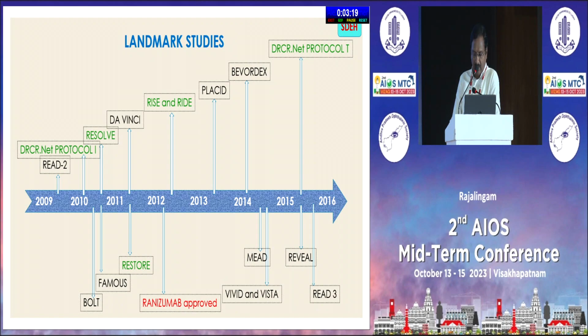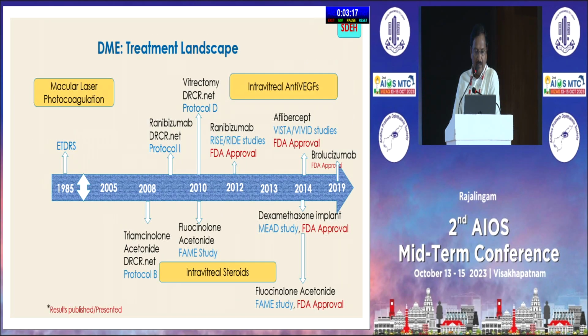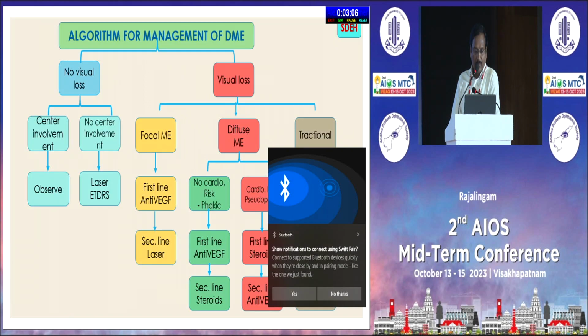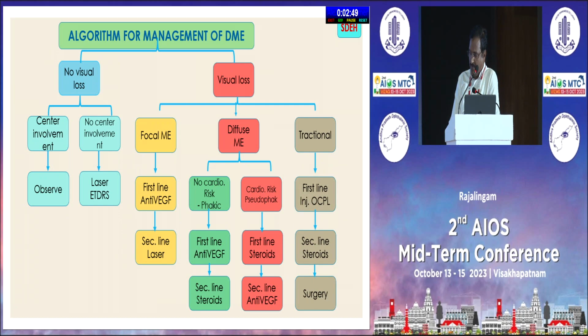The landmark studies are mentioned here, and the treatment landmarks where the FDA approvals have come. The journey has started from 1985 up to here. And this is an algorithm which will give the management of diabetic macular edema. But before OCT came, we classified it as focal macular edema, diffuse macular edema, and tractional macular edema.